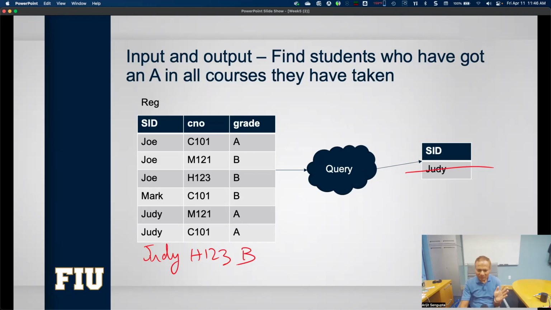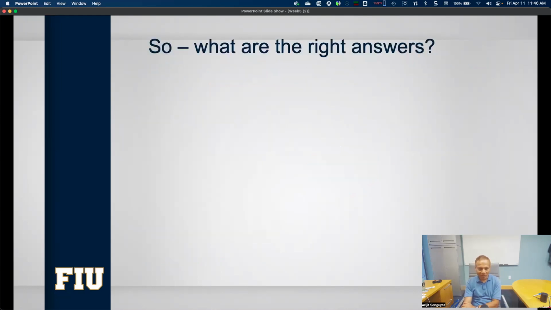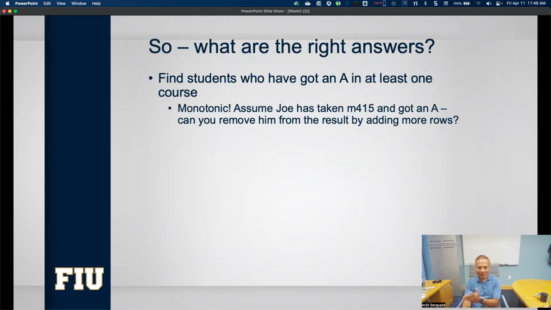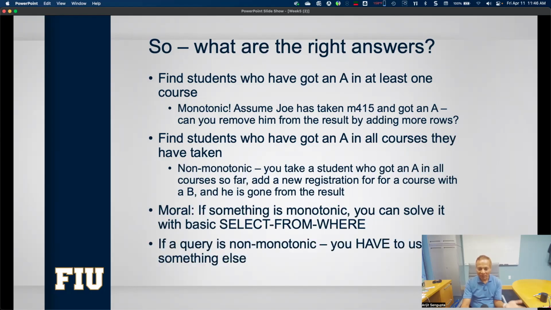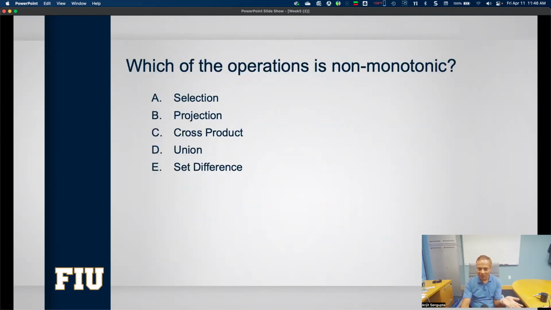Now, before I give you the answer to that, let's do a quick round of identifying monotonic and non-monotonic, and then we will talk about how do you solve some of these queries. Let's see how far we can go with it. So, for instance, we have already talked about these are the monotonic and non-monotonic. If something is monotonic, you can solve it with basic select from where, joins and things like that. But if the query is non-monotonic, you're going to have to use something else.